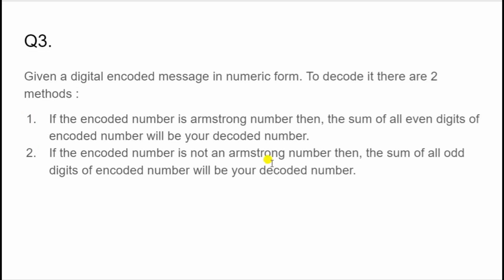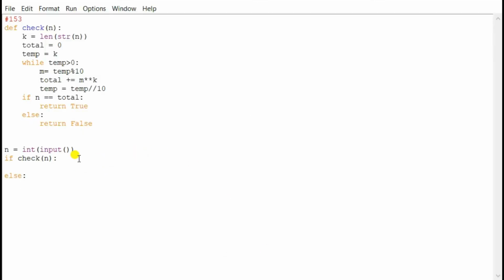What task? After calculating whether the number is Armstrong or not, we have to move to the second part, that is, the sum of all even digits or the sum of all odd digits of the encoded number. So for adding that, we have to use another function. Let's say add, which will have a value n, which is the user input, and another value, flag, which will be 0 for this case, and 1 for this case.